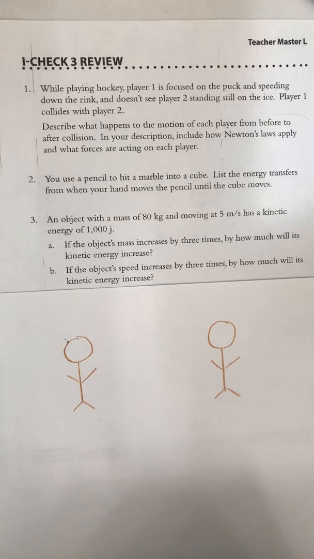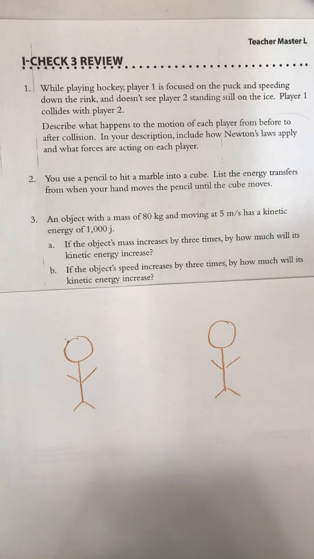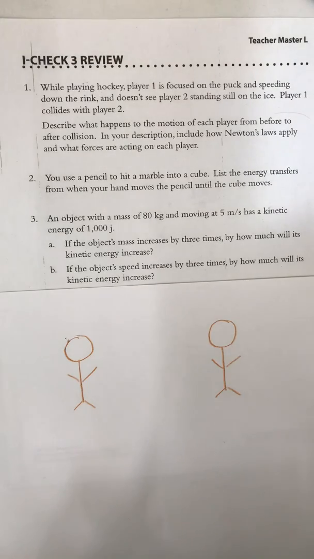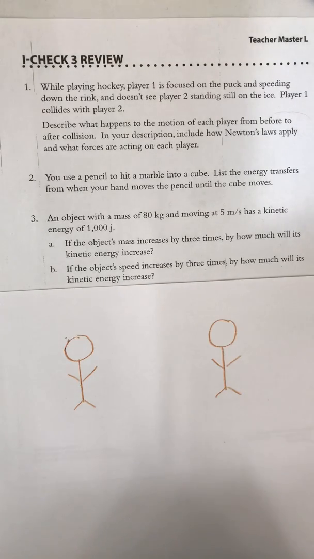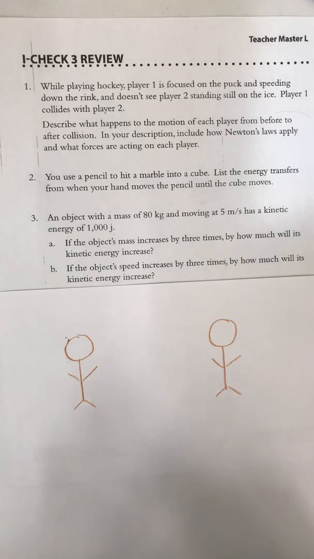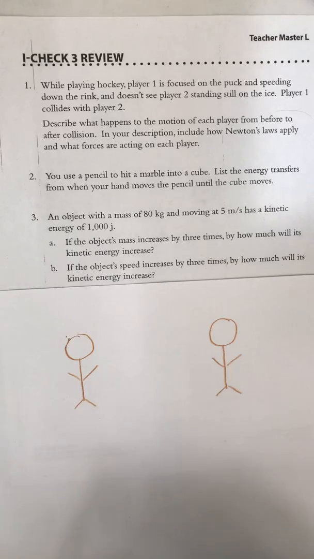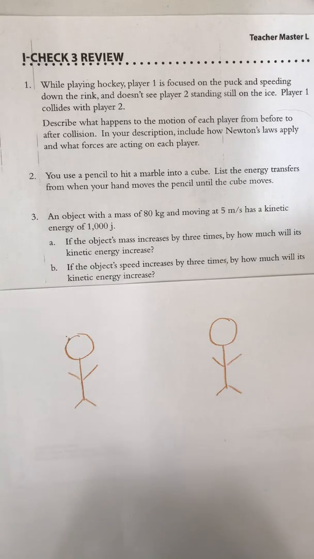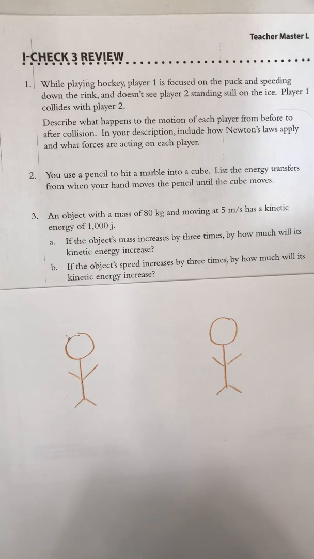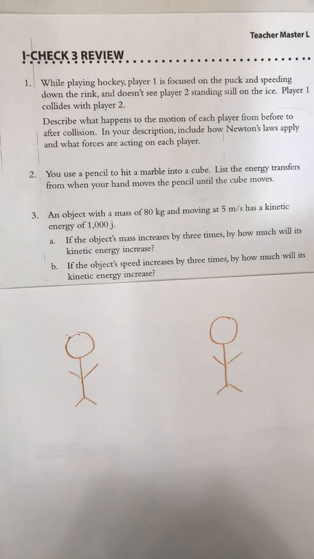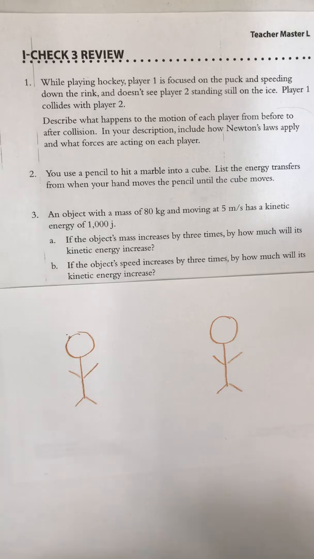While playing hockey, player 1 is focused on the puck and speeding down the rink and doesn't see player 2 standing still on the ice. Player 1 collides with player 2. Describe what happens to the motion of each player from before to after the collision. In your description, include how Newton's laws apply and what forces are acting on each player.